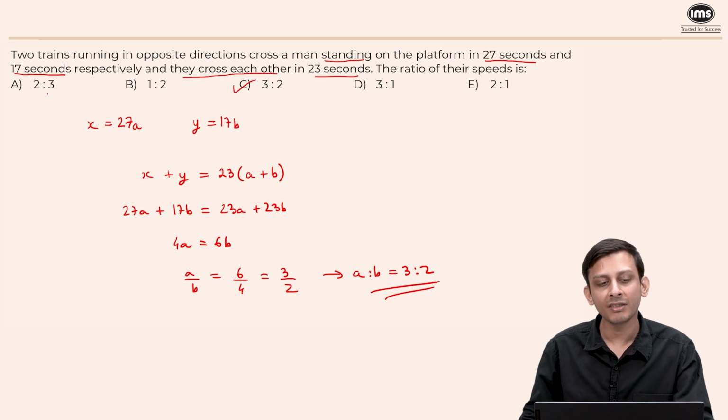Now, keep in mind, there is also an option 2 is to 3. But here we have to follow the order given in the question. Okay, question is giving the values in a particular order for the first train and the second train. So we have to follow that same order when we are finding the ratio. So answer should be 3 is to 2.